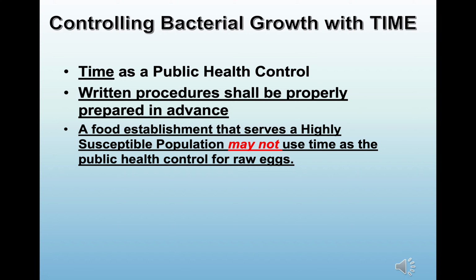As we have already mentioned, bacteria growth can be controlled with time and temperature. In order to use time as a public health control, procedures should be written and prepared in advance. It is also important to note that establishments that serve highly susceptible populations cannot use time as a public health control for eggs.